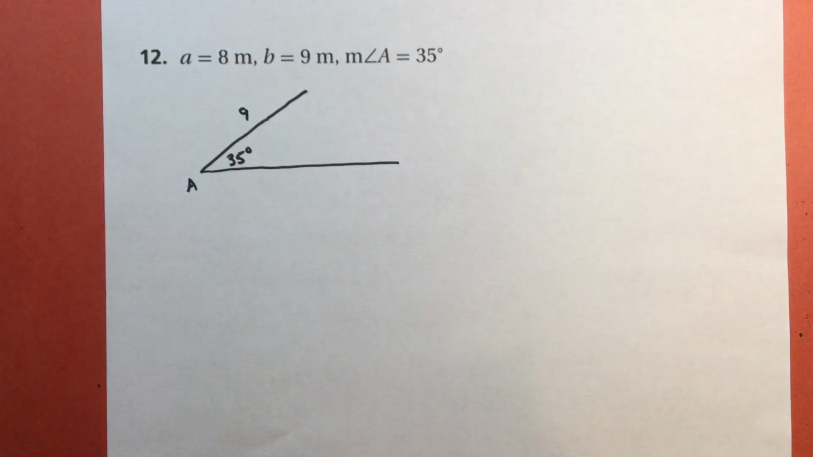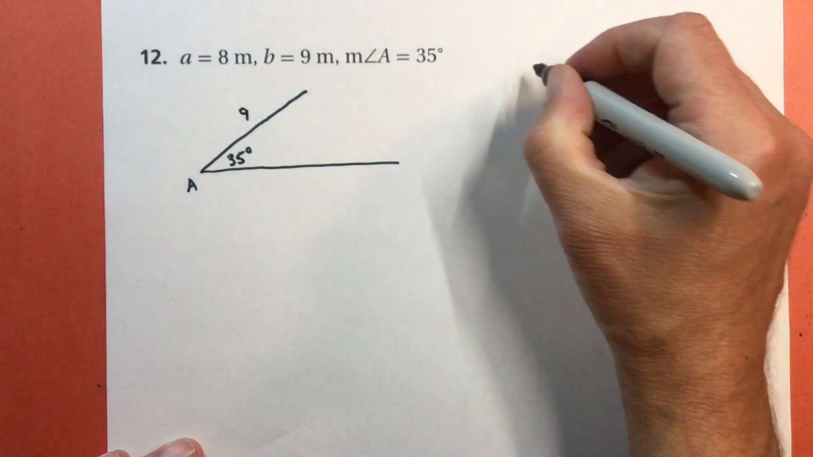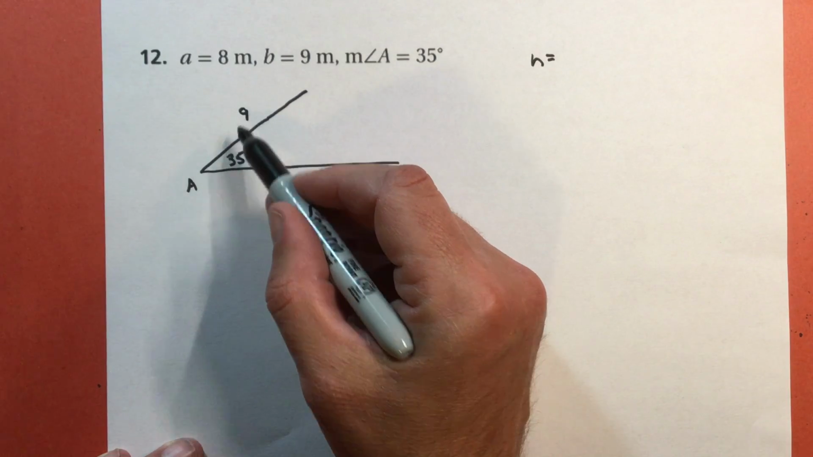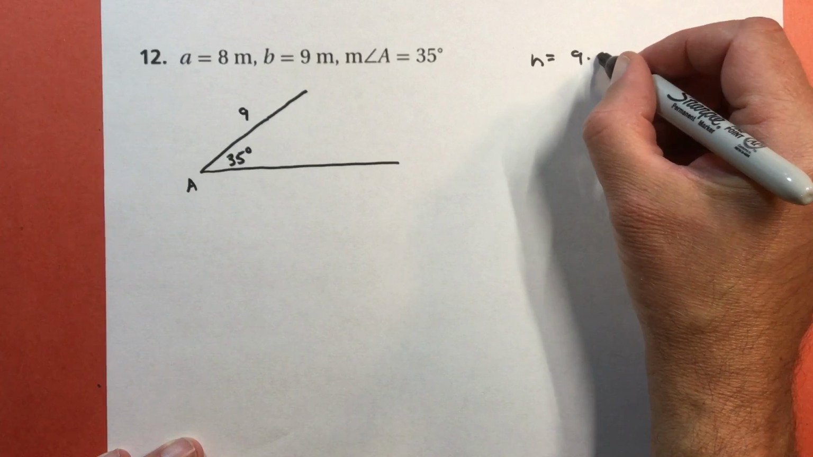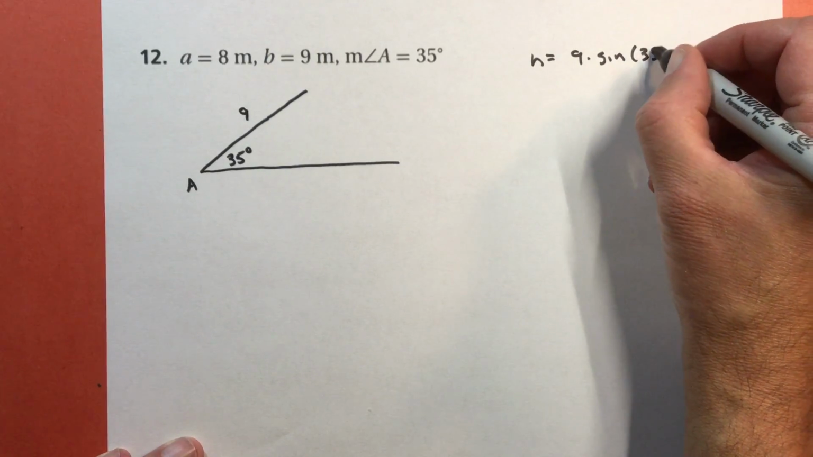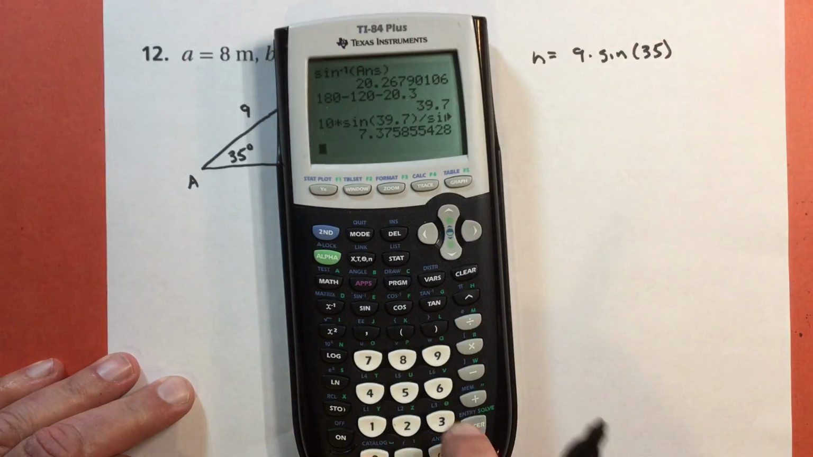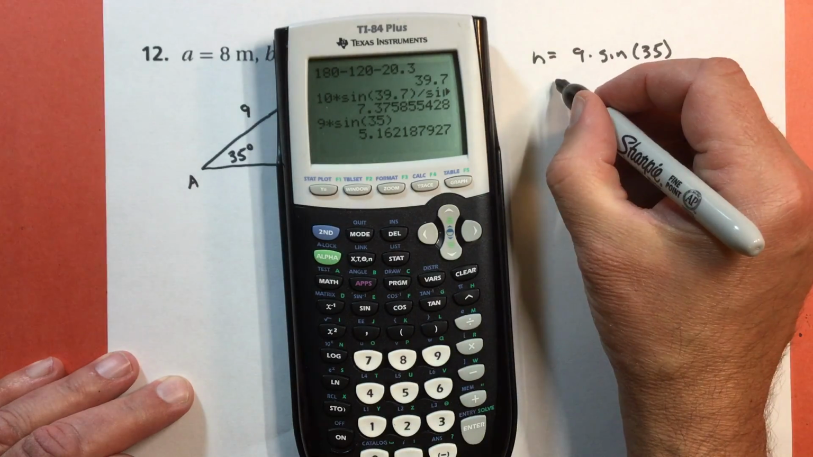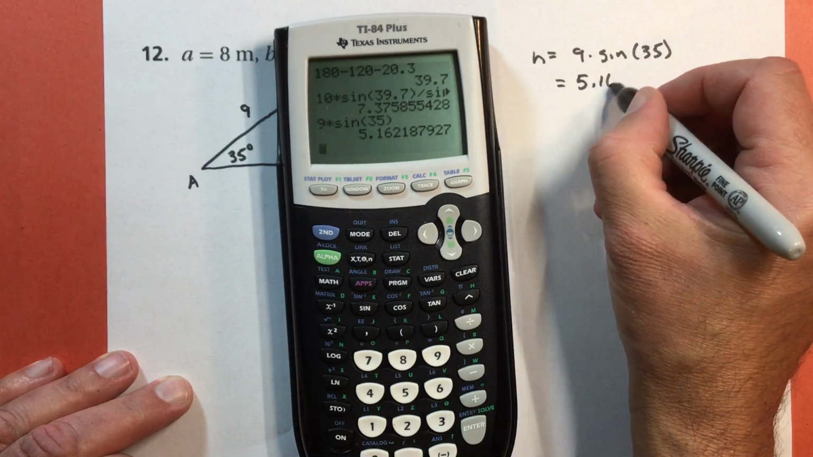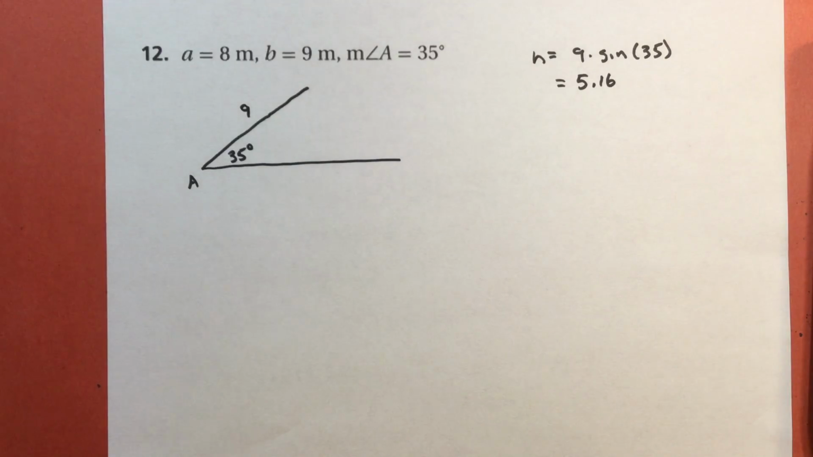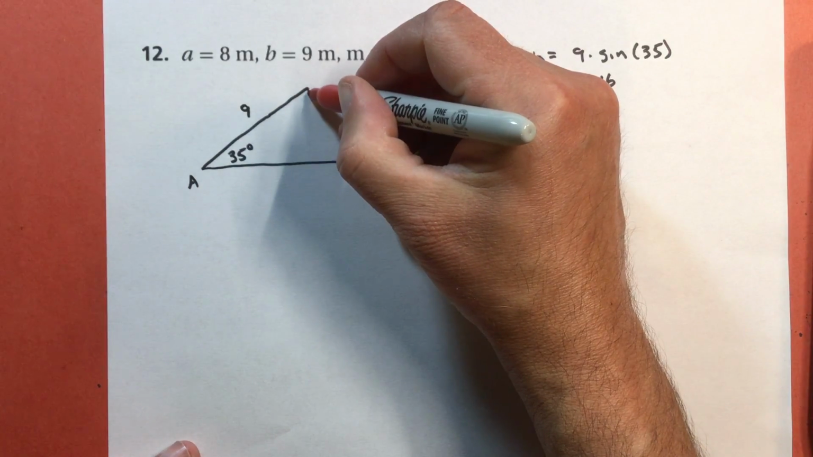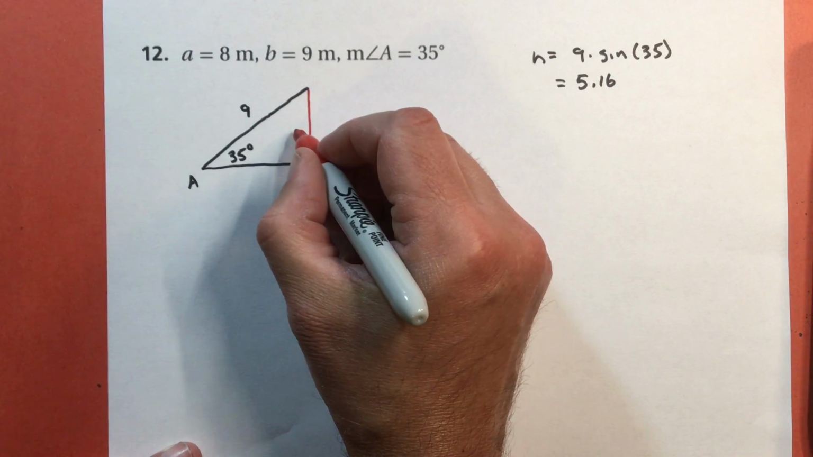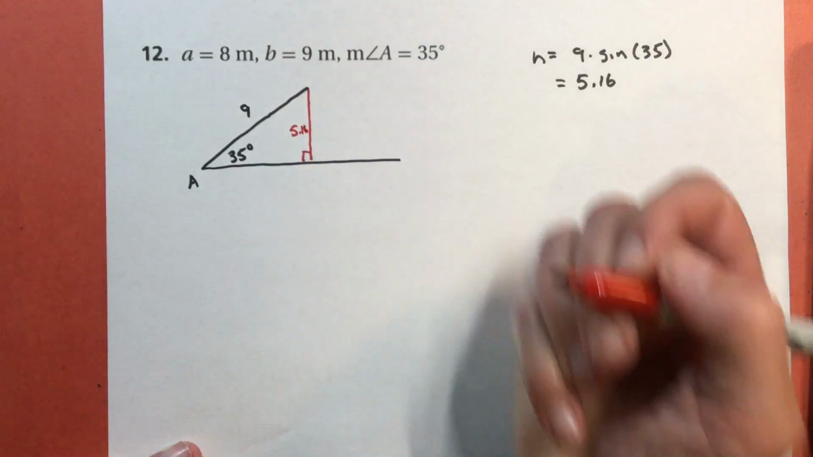So for this one again, I have to find the height. And keep in mind that the height is going to be this side times the sine of that angle. So 9 times sine 35, which is going to be about 5.16. So if I draw this, which I guess you don't have to, I just think it's easier to see, this is going to be about 5.16.